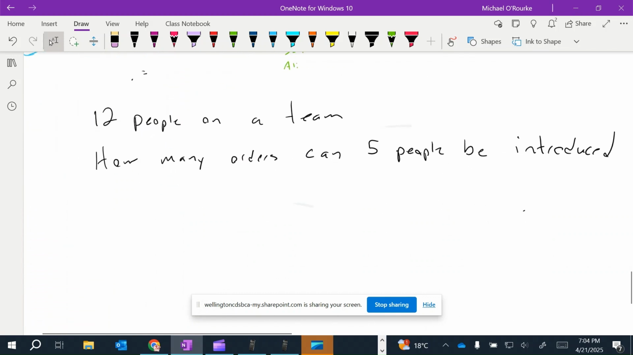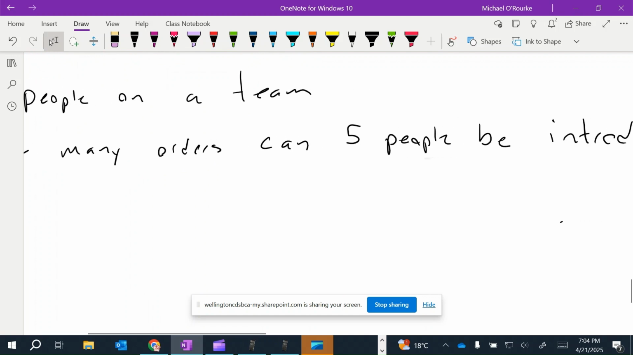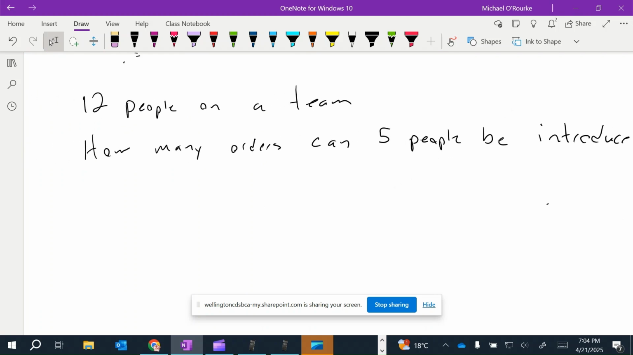Let's go with this one. There's 12 people on a team. 5 people get introduced at the basketball game. How many orders of 5 people from those 12 can be introduced? So I have 5 people to be introduced at a basketball game. How many orders could I have to introduce those people?